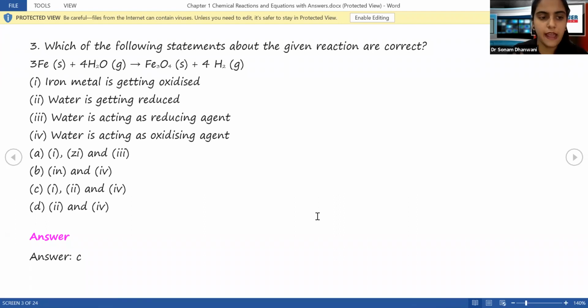So this point is valid. Let's keep it in mind. Next. Second one, water is getting reduced, water is acting as a reducing agent, and water is acting as an oxidizing agent. Now, firstly, again, coming back to basics, what is oxidation and reduction?